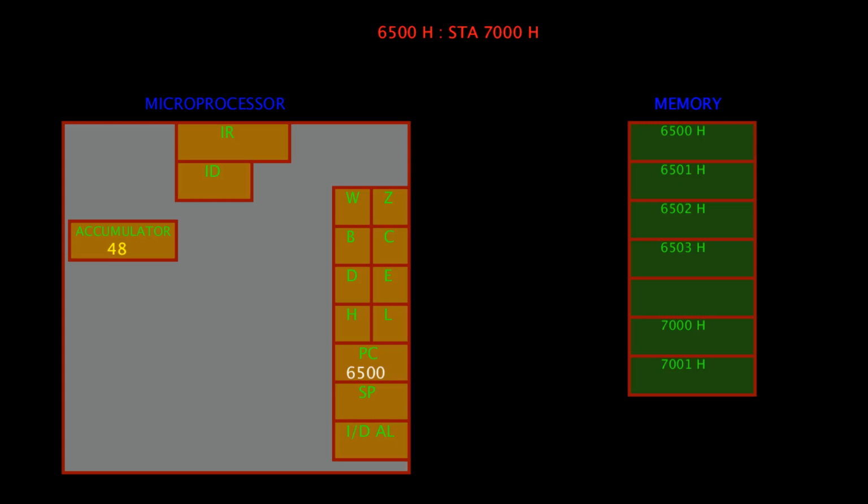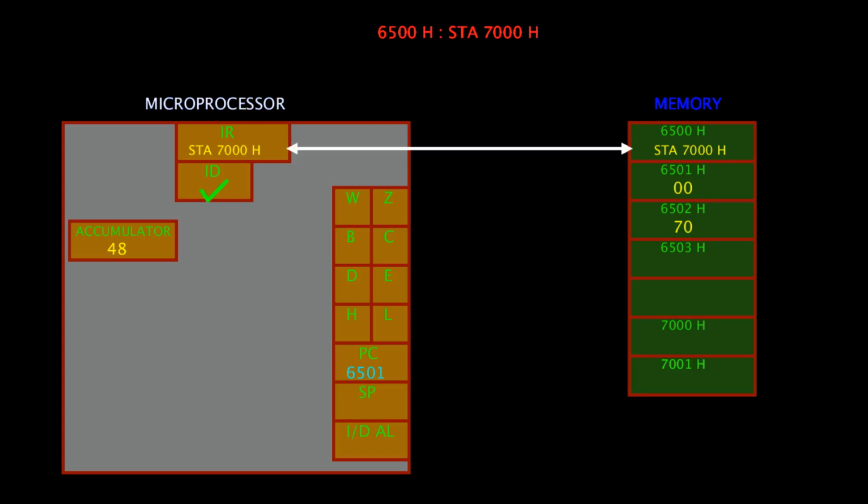Then instruction register goes to the location 6500H and fetches the instruction, that is STA 7000H. This process is called opcode fetch. After opcode fetch, the instruction is decoded in the instruction decoder. Then program counter is incremented by 1 and becomes 6501. Then the data at location 6501 gets copied to register Z.